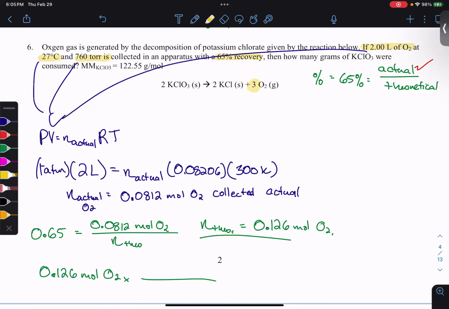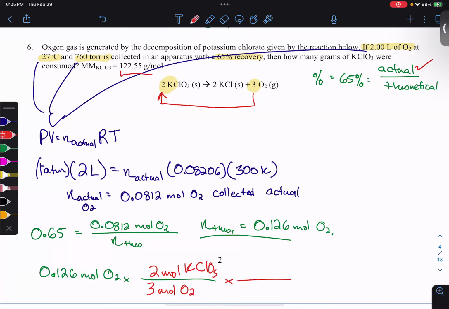For every 3 moles of O2, 2 moles of the potassium chlorate. So where does the 3 go in my fraction? On the bottom. Yeah, so 3 moles of O2 for every 2 moles of KClO3. If I wanted a mole amount, I'd be done, but I want a gram amount. So here I give you the molar mass. Where does 122 go? On the top or the bottom? On the top, yes, because 1 mole goes on the bottom. 1 mole of that stuff weighs 122.55 grams.